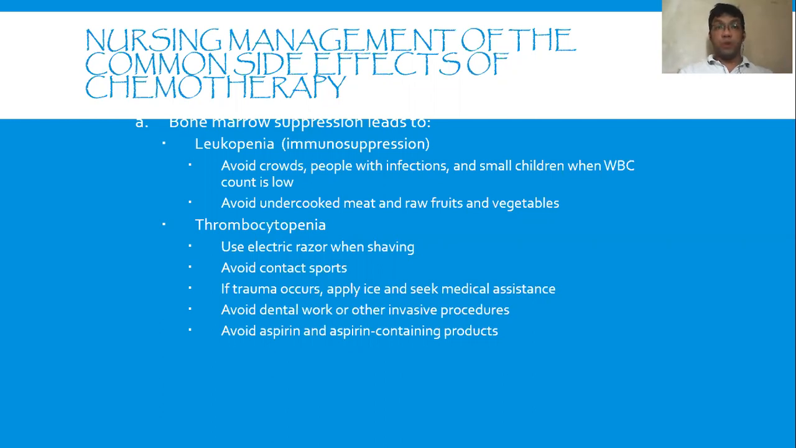And avoid contact sports. Contact sports like boxing, football, basketball, anything that can cause trauma to the body of the patient because patients with thrombocytopenia can easily bruise. So if trauma occurs, apply ice and seek medical assistance. Avoid dental work as well or any other invasive procedure because of their bleeding tendencies. And avoid aspirin because aspirin contains an anticoagulant, or any other aspirin-containing products.